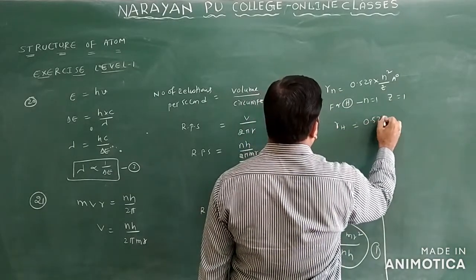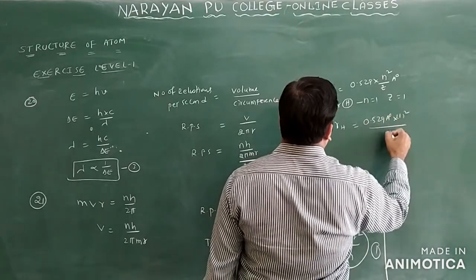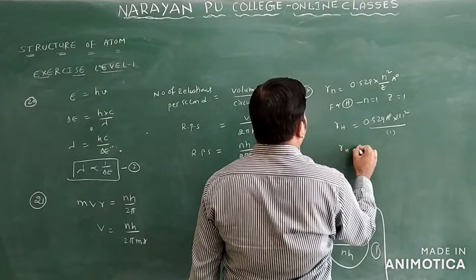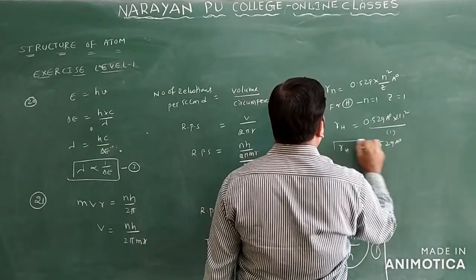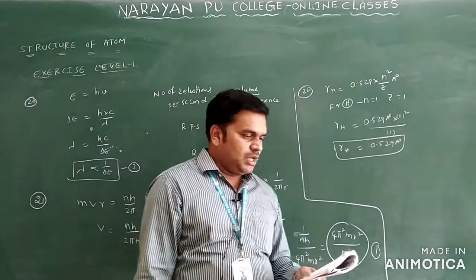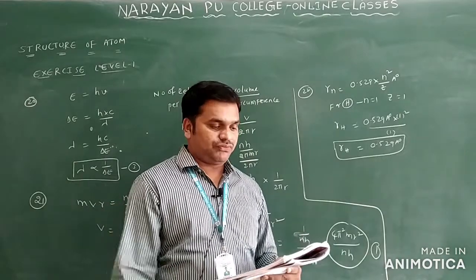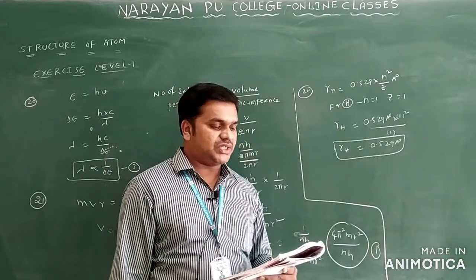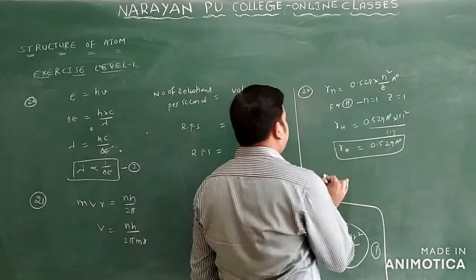This is 0.529 angstrom units into 1 square by 1. Radius of hydrogen atom is equal to what I get here? 0.529 angstrom units. Now the question is: the radius of which of the following orbit is same as that of the first orbit of the Bohr hydrogen atom only. Now we can see the first option.